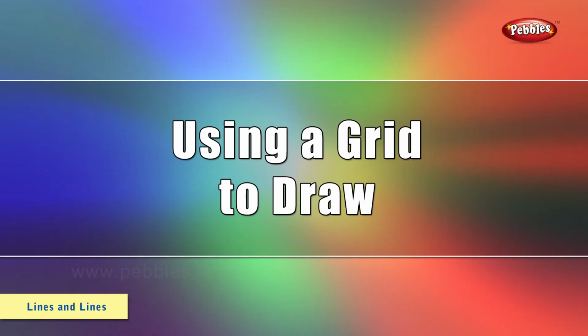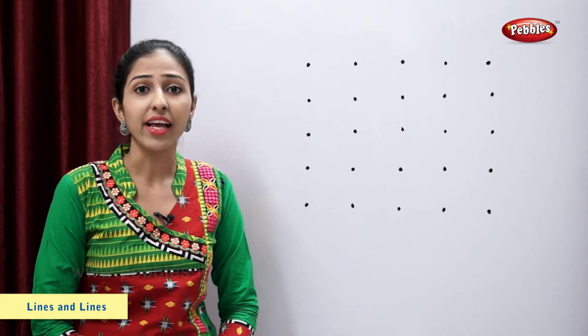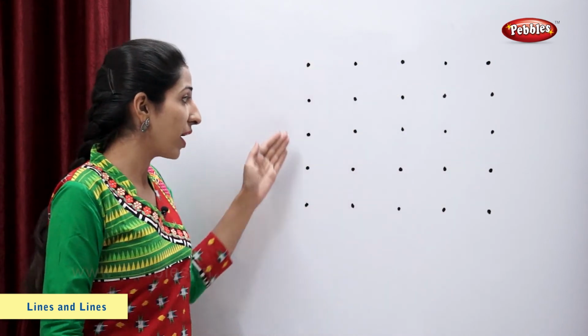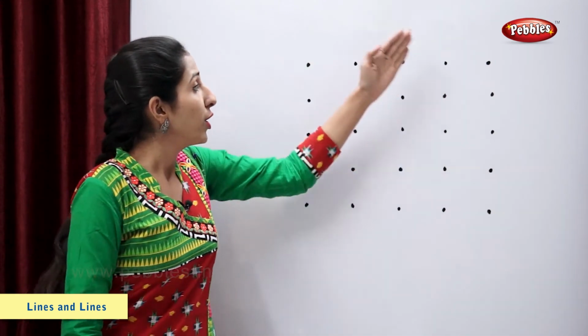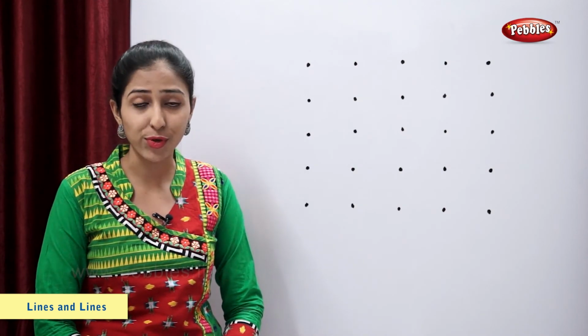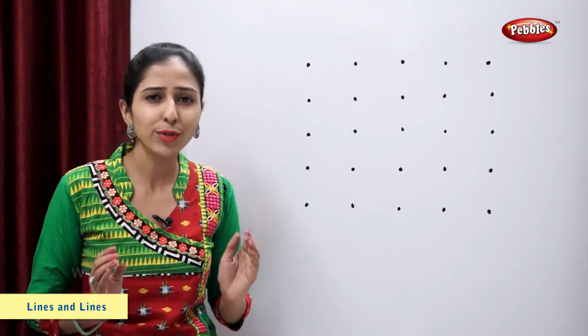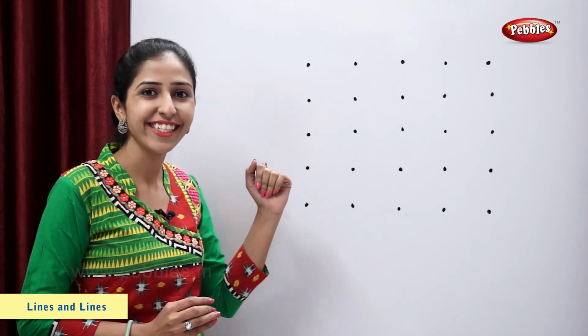Students, little homework for you. You have to draw 5 animals and 5 birds in your notebook using lines and curves. How to make use of the grid to draw some figures. This is a grid. It is made of 5 by 5 dots. So, total there are 25 dots. A grid is used to draw proportionately. Now, I will show you how to draw some figures using the grid.